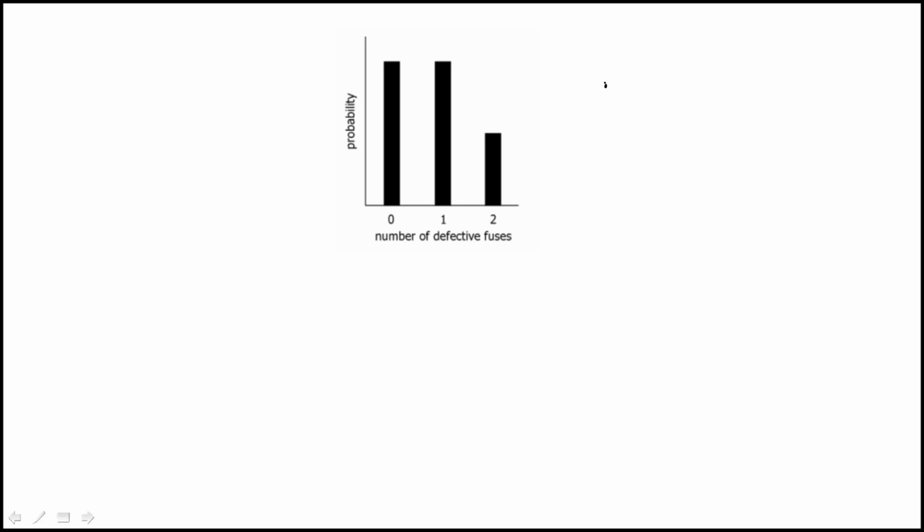So we're told that this box contains 7 fuses, 3 are defective and 4 are not defective. And we're asked to find the probabilities of selecting, where we are selecting 2 fuses, and we have these 3 scenarios: 0 defective, 1 defective, 2 defective. And so I can calculate these probabilities.